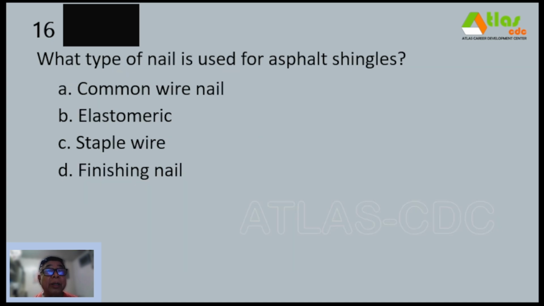16. What type of nail is used for asphalt shingles? A. Common wire nail, B. Elastomeric, C. Staple wire, and D. Finishing nail.